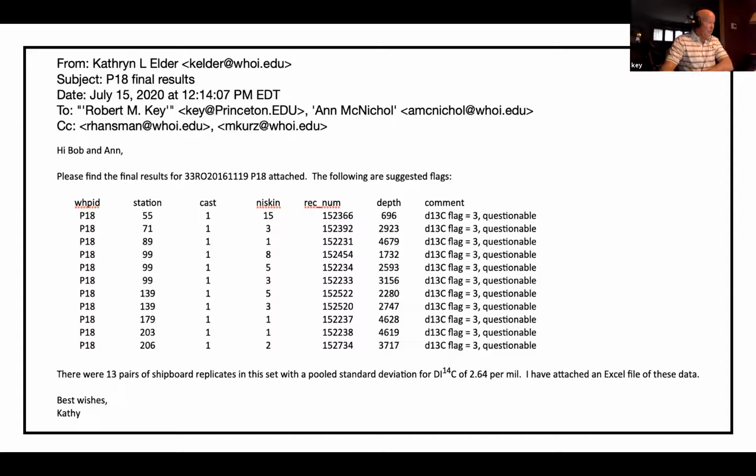I expect most of you are familiar with these numbers, but in case you're not, 33 is an index for the country. In this case, it's 33, the US. RO is a code for the ship. In this case, it's the Ron Brown. And then the rest of that is just the date that the ship left port. So November the 19th of 2016, the ship sailed from port.